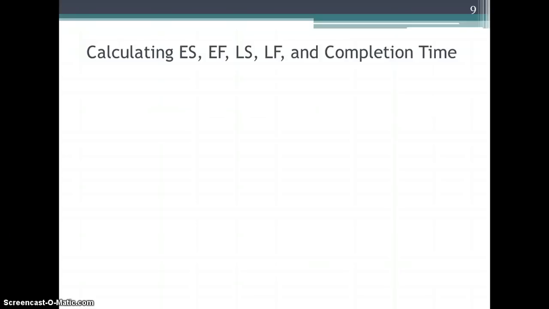We do what's called a forward pass, where we calculate the early start, early finish, and the completion time. A backward pass is when we calculate the late start and the late finish. Okay, so let's do that.